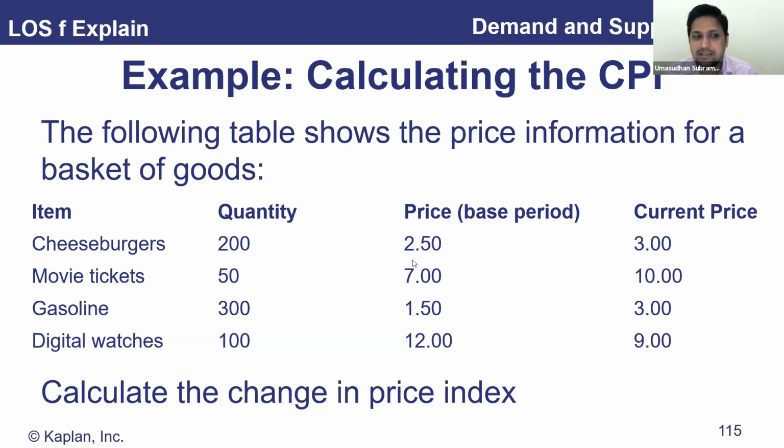And these are the prices: $2.50, $7, $1.50, $12. This is the current price. This is the base price. This is your base quantity. So what you're going to do first is multiply this quantity by the base price, get a number, and then multiply the quantity by the current price, get a number. You compare them, divide one by the other, and that gives you your CPI. Easy, isn't it?